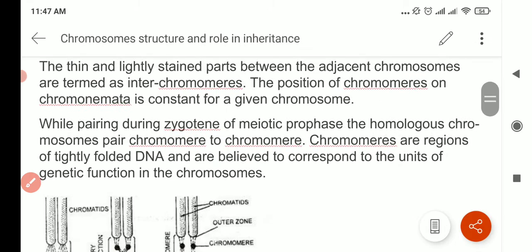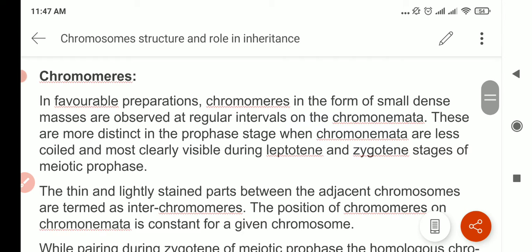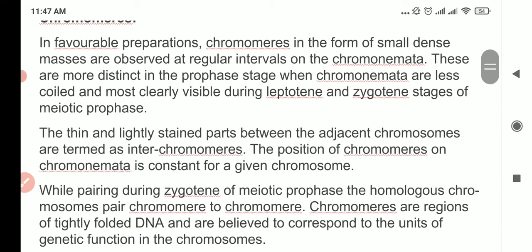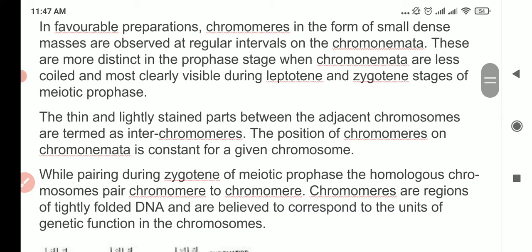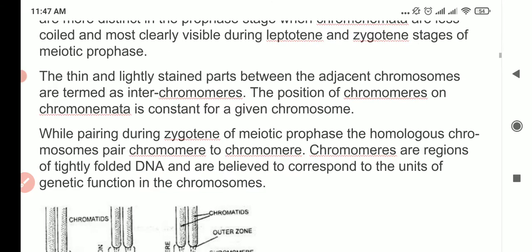They stain a little bit differently. You can really see them during the leptotene and zygotene stages because they are less coiled. They will be lightly stained because they are less coiled. The rest of the DNA is tightly coiled, but the chromomeres are loosely coiled, so they'll take a light stain.